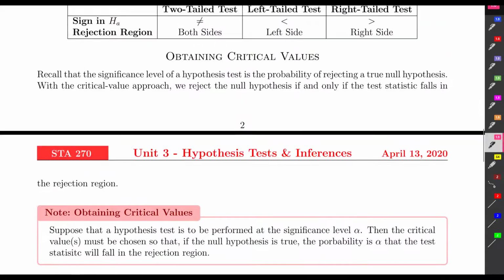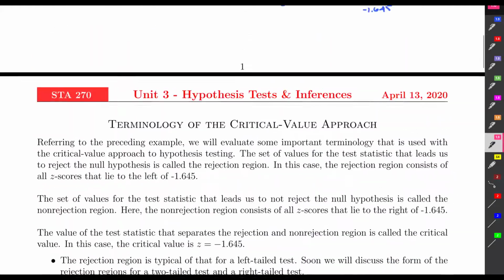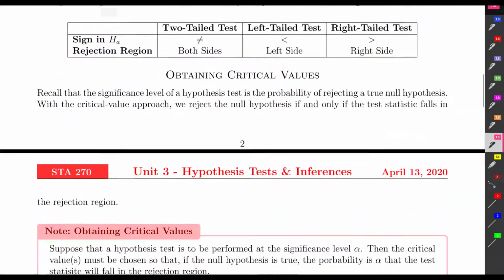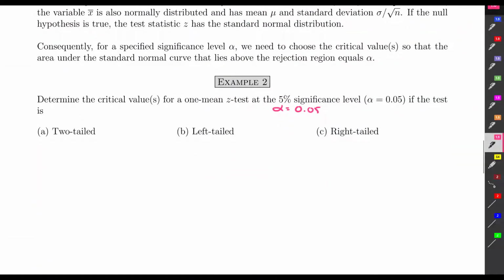If you look back at example 1, our alpha value was 0.05, it was a left-tailed test. So that means our critical value was negative 1.645. So we're going to go on down here and put negative 1.645. That is our critical value.